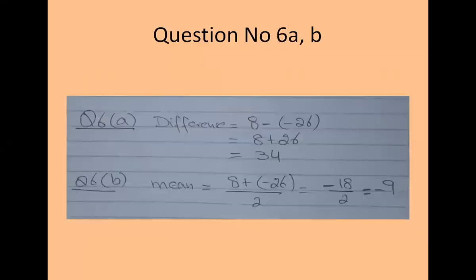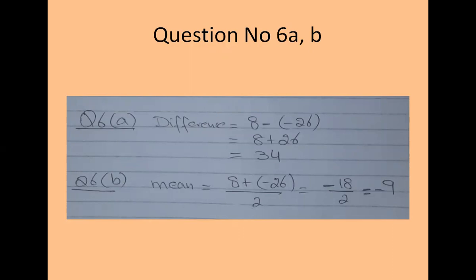Okay, so the difference of the temperature will be 8 minus minus 26, and it will be 8 plus 26, and that will be 34 degrees. So the temperature difference is 34. And in the B part, he says find the mean of both the temperatures. So I will add both the temperatures. Whatever answer I get, I will divide it by 2.